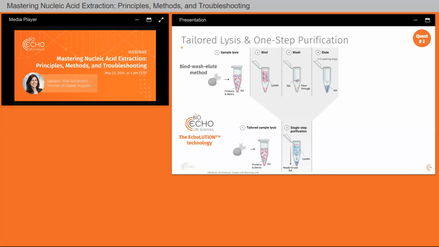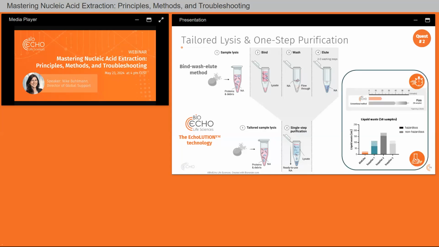Switching to our technology, we were able to combine the bind, wash, elute workflow in a single-step purification, and thereby getting not only faster but, for us more important, we also save plastics because we're saving one, two, three pipette tips: binding, washing, elution. And also by not having a washing buffer, a binding buffer, or a real elution buffer, we completely save liquid waste.